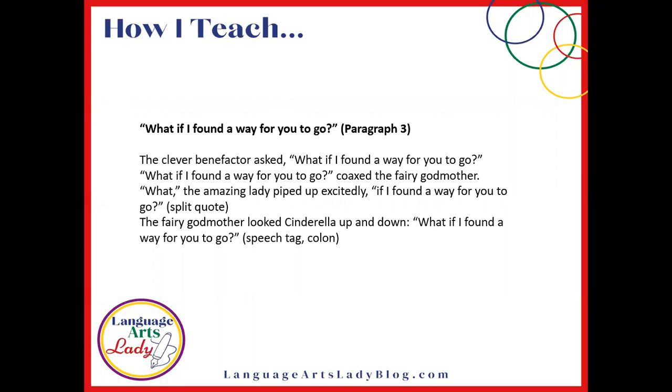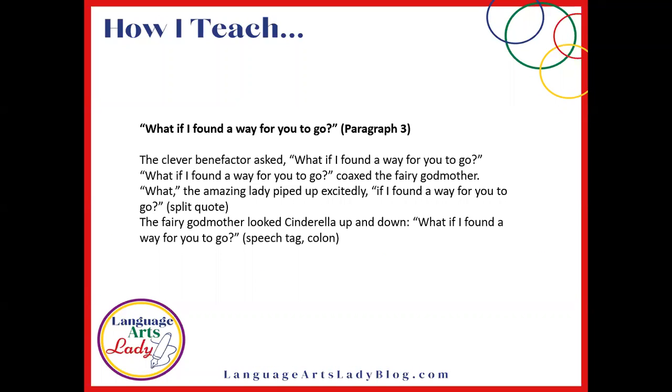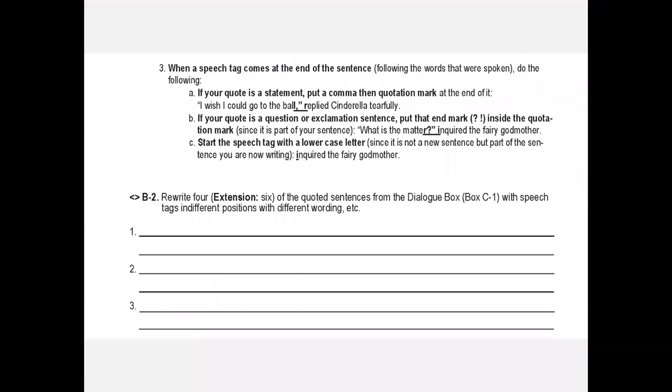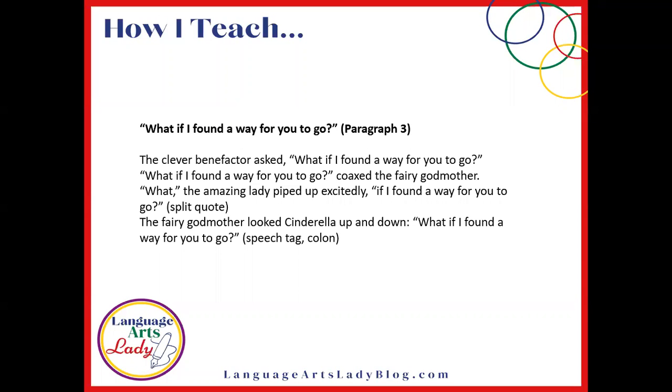But I have paragraph 3 and paragraph 5 both done there for you in different ways. So when they get to this assignment, write 4 of the quoted sentences with speech tags in different positions and with different wording. If they're not ready to do that, or if we want to practice one together, we can use these, practicing on their whiteboards or on the board, and then finding out what's wrong or what's right about it.